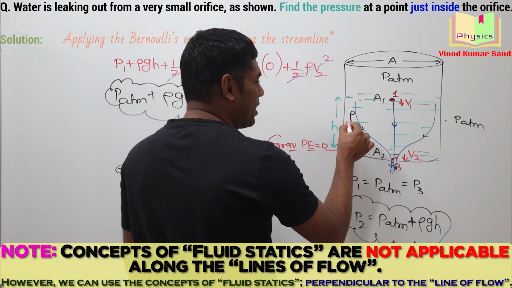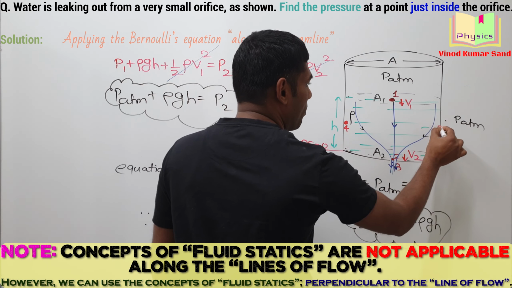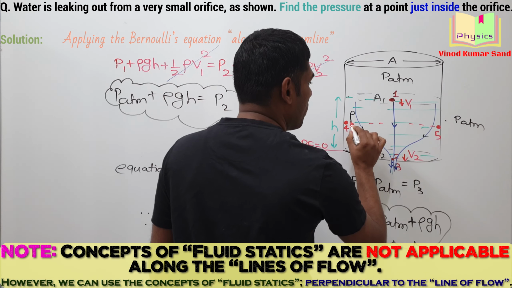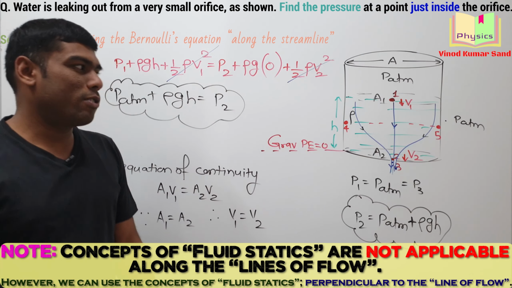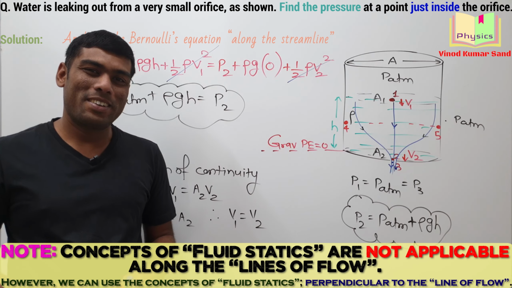Suppose I mark a point here. We call this point as 4. And at the same level, same horizontal level, this is the point 5. Can we relate the pressure of point 4 and point 5? What's your answer? Greater, less, equal?